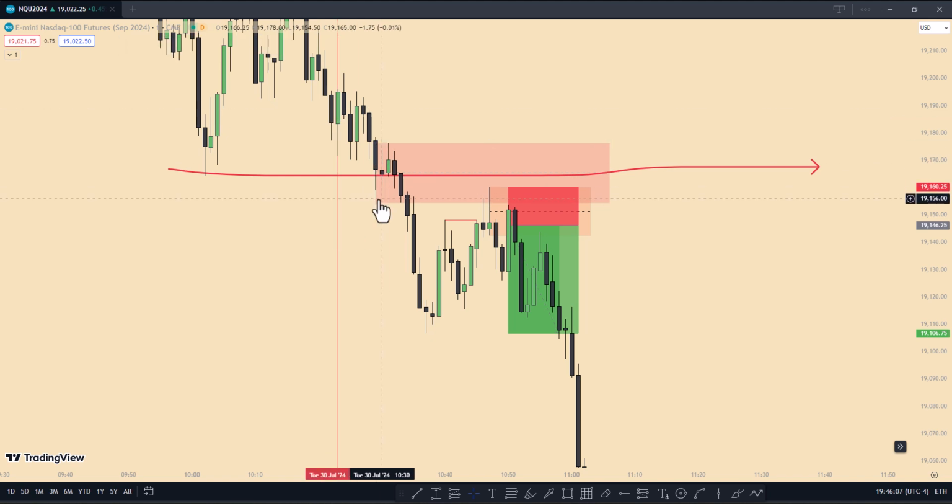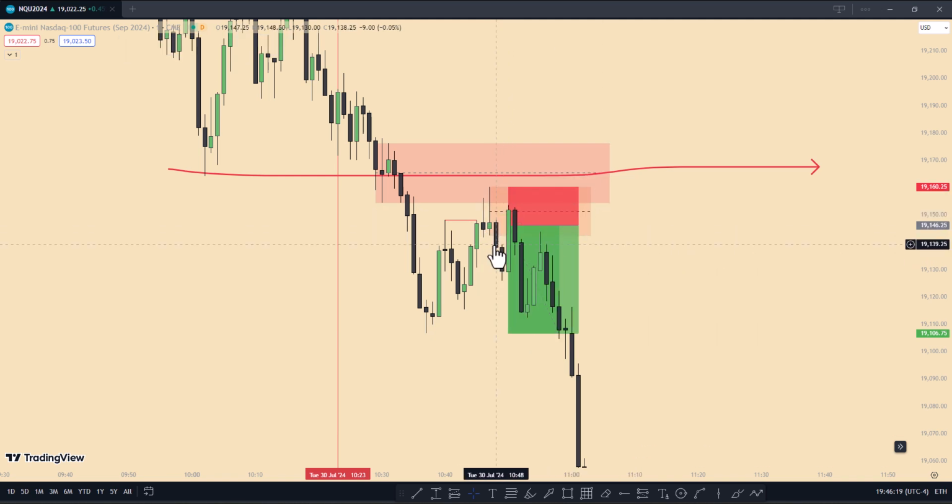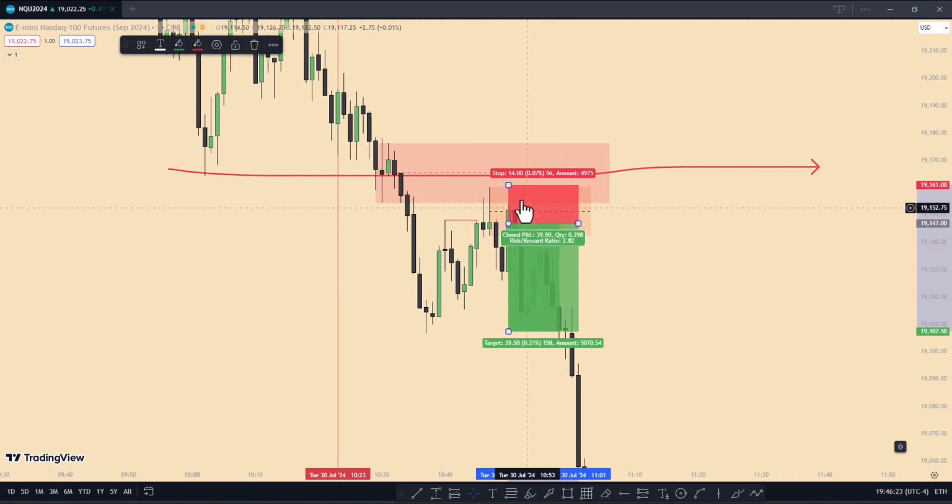All right, from this low to this high, a fractal, tapping into it, as you can see, failed to close above this high, right? And then the CSS confirmation happened here, closing below the candle that caused the sweep. Entry on the 30%, stop loss here.